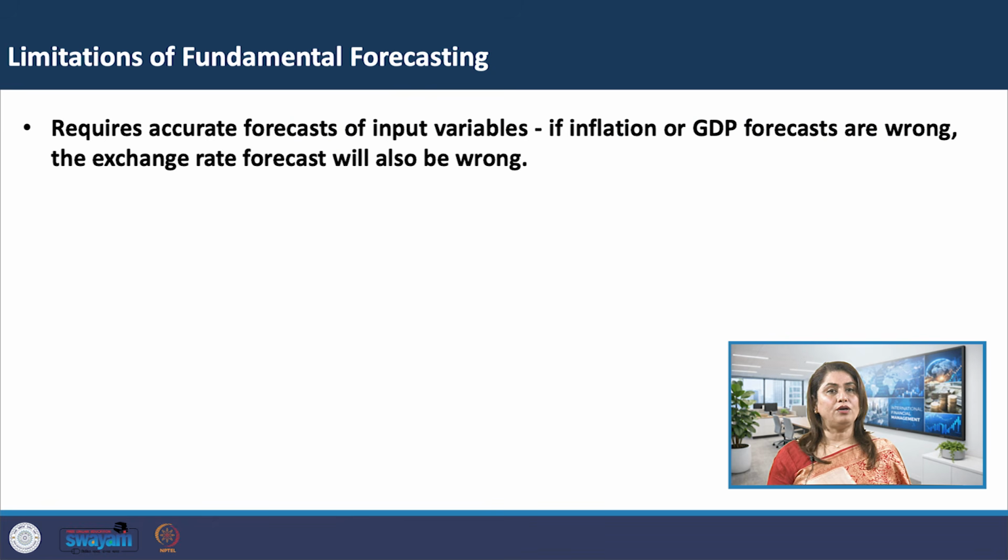But like all tools, fundamental forecasting has its limitations, and it is important to be honest about them. The first limitation is that a regression based fundamental forecast is only as good as the input forecast. If your forecast of inflation or GDP growth is wrong, your exchange rate forecast will also be wrong. You are effectively forecasting a forecast which compounds the uncertainty.